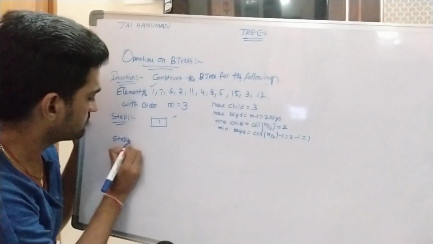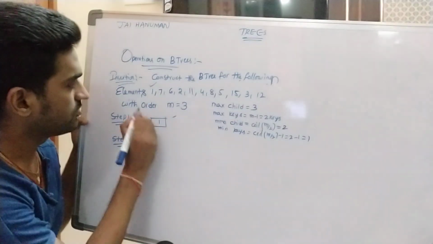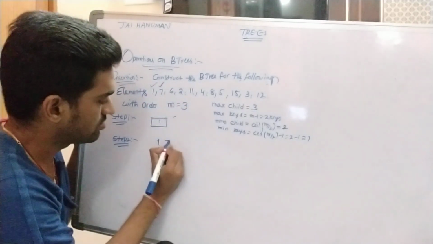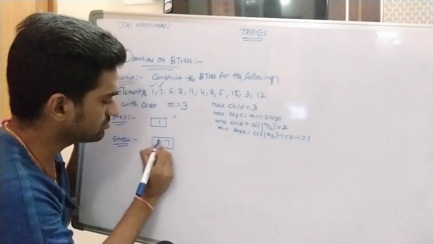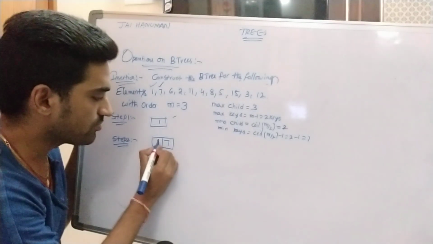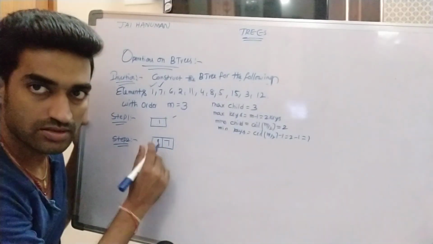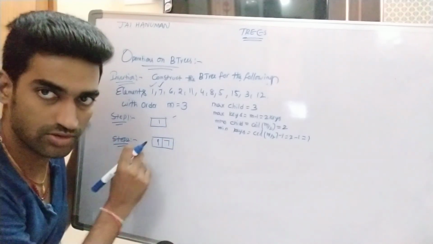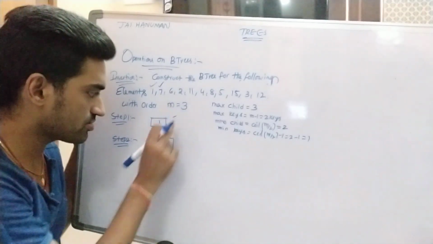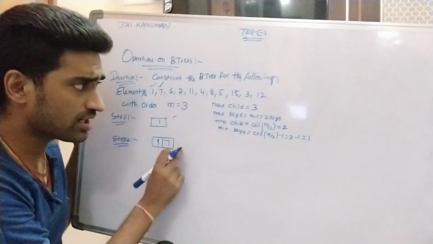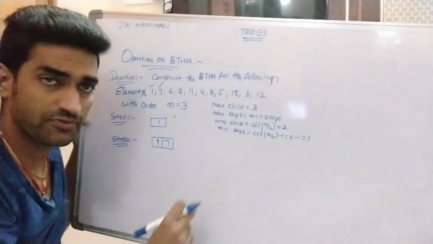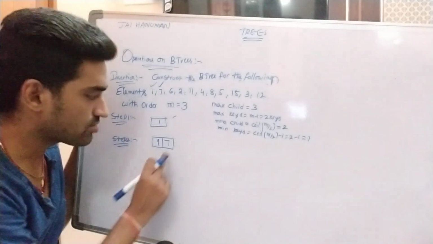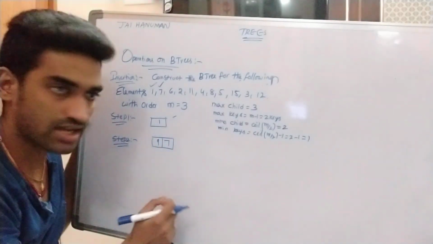Step 2: 1, 7. Why are we writing 7 in this node? This is a B tree which contains more than one key value in a node. This is a third order B tree, so a node contains a maximum of 2 keys. That's why here I am placing 7. All the properties of the B tree have been satisfied.